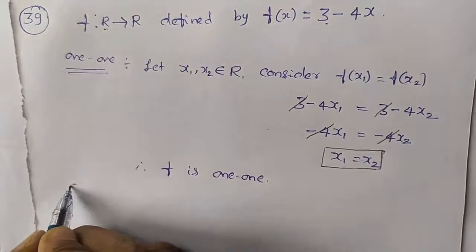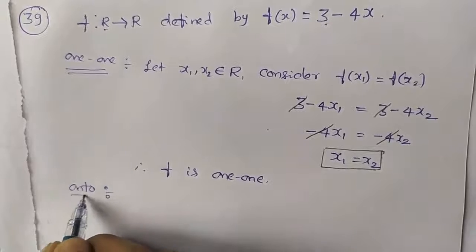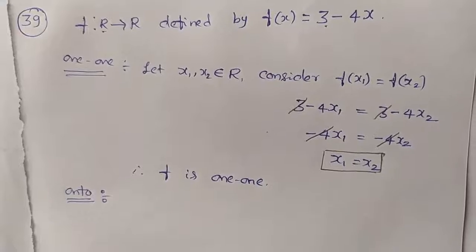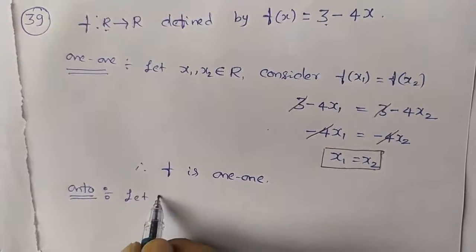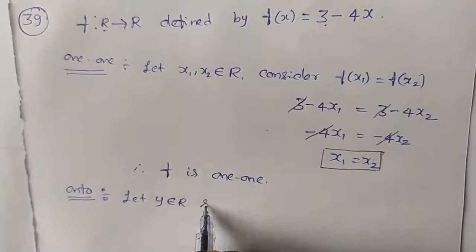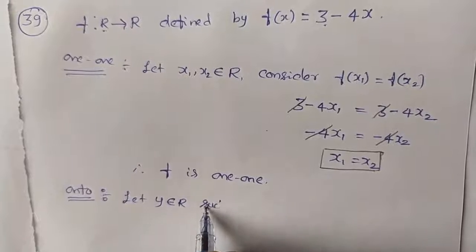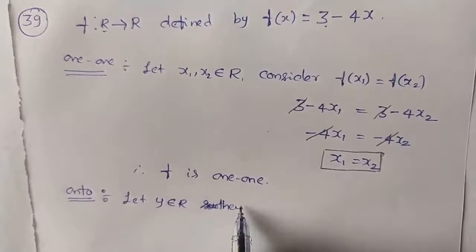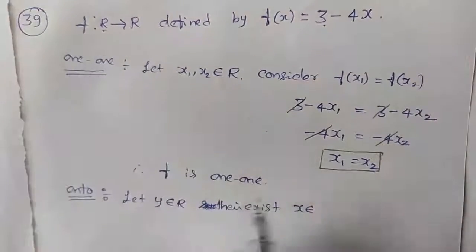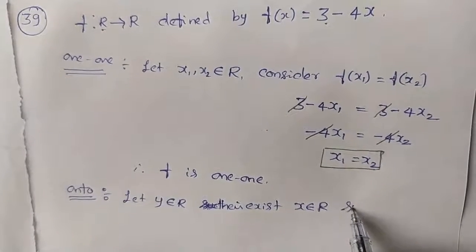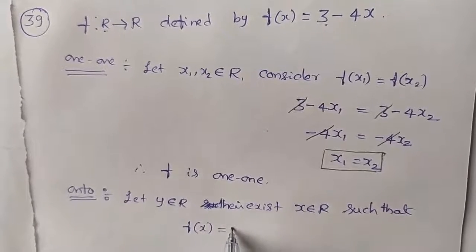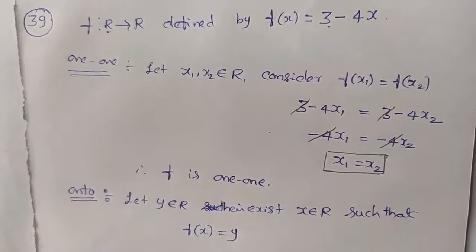Next let us verify onto. Recall the definition of onto, that is, write the definition of onto. Let y belong to codomain. Codomain is what? Real numbers. Such that there exists x belonging to domain. Domain of this function is what? Real numbers only. Such that f of x equals y. It is the definition of onto function.